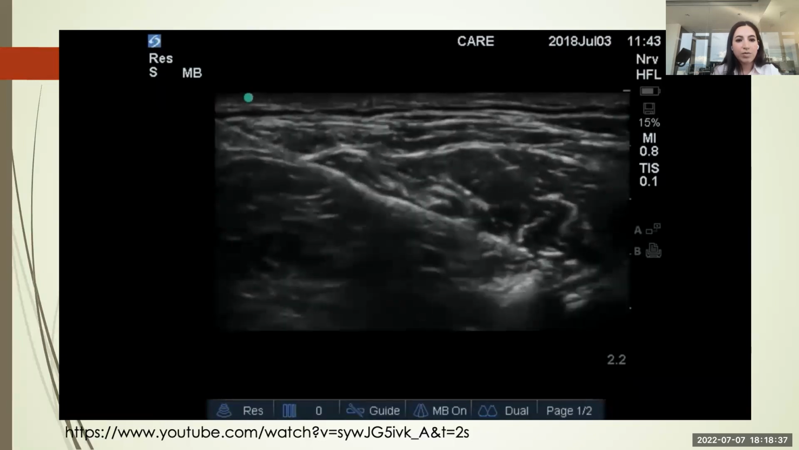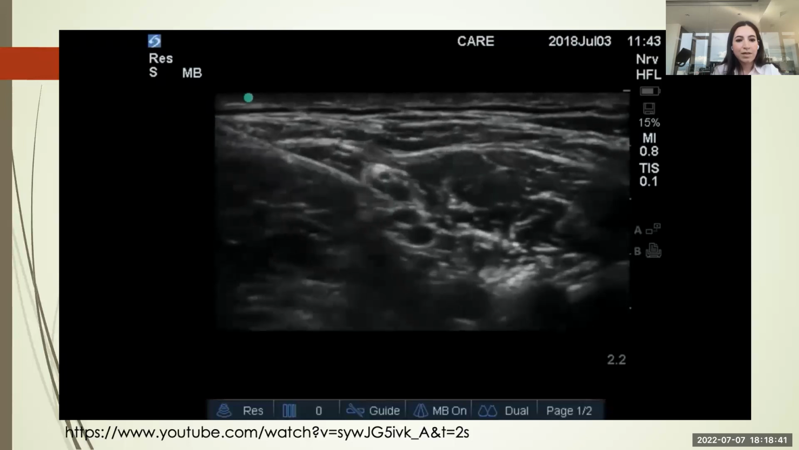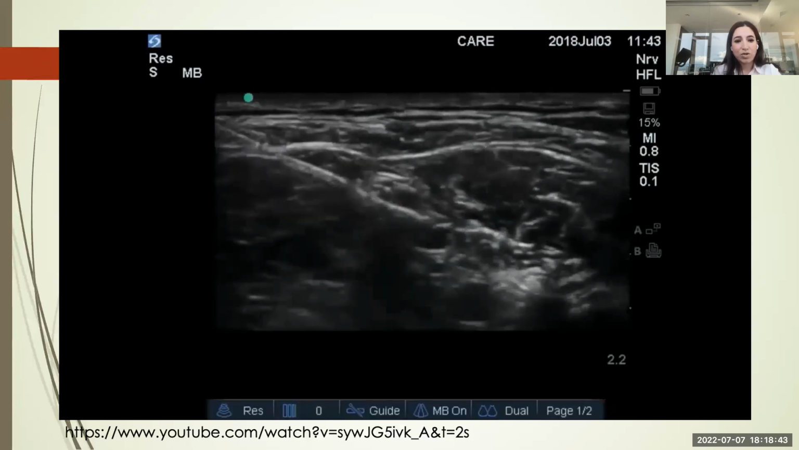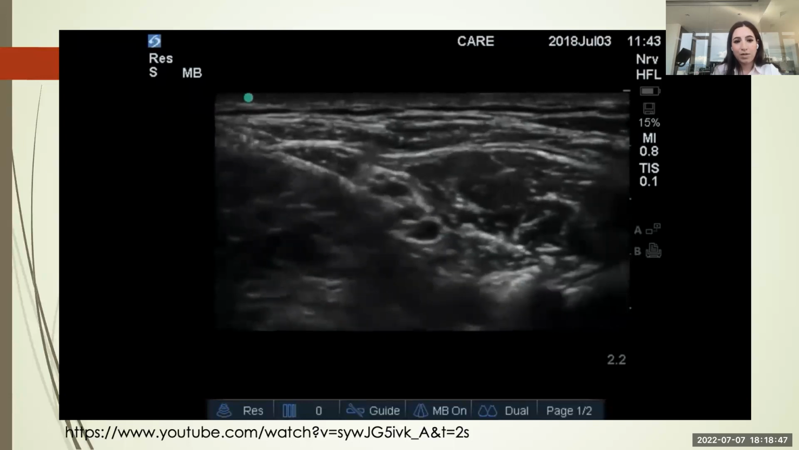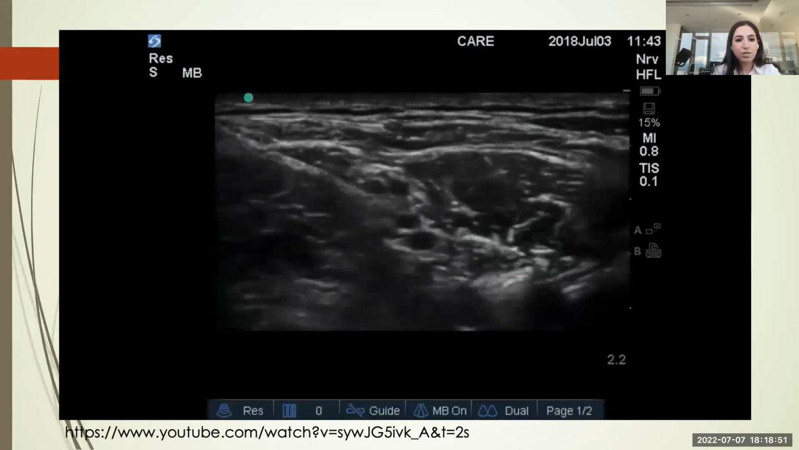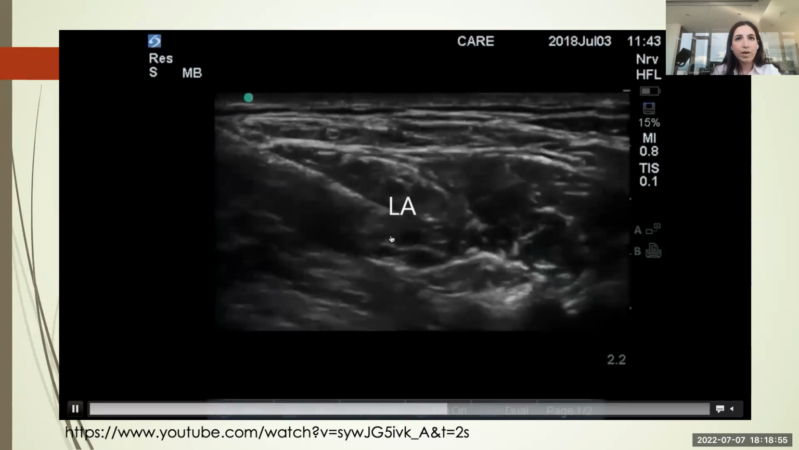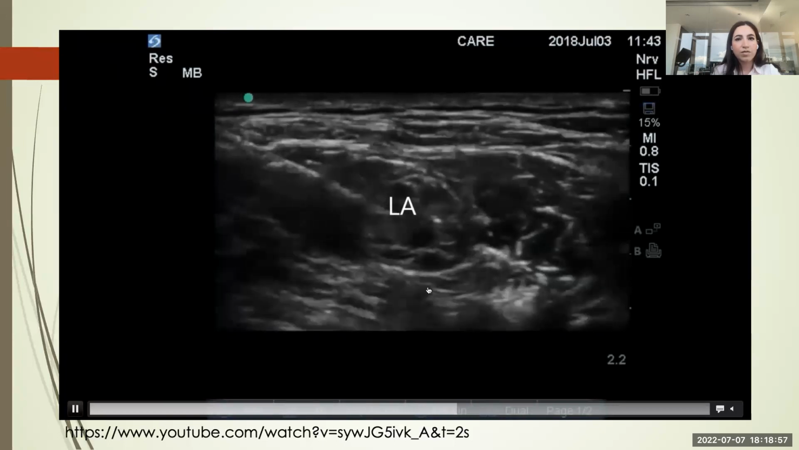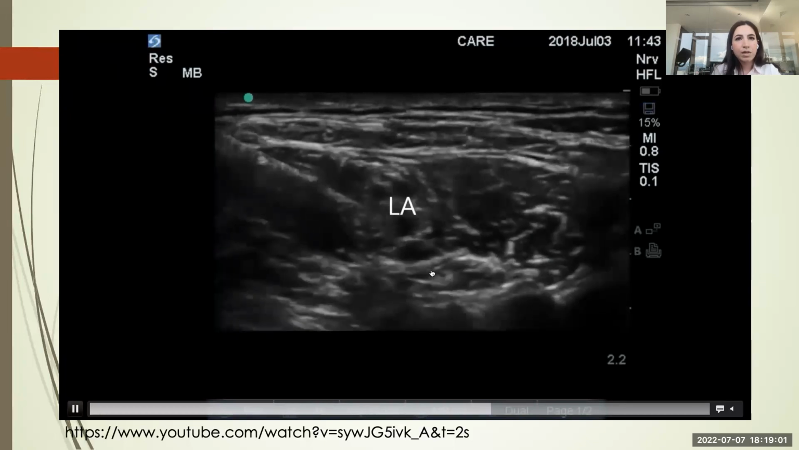To me, this particular video looks a bit aggressive in terms of needling, but using gentle pressure and corkscrewing your needle through that sheath works as well to try and avoid paresthesia. As you can see, the local anesthetic is pushing the nerve roots far away from each other and spreading circumferentially around the nerve roots.